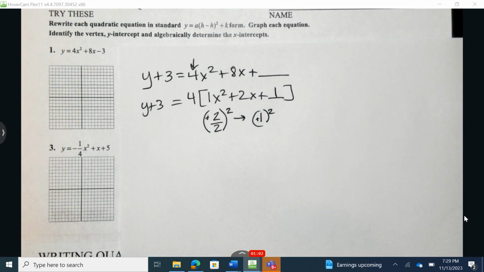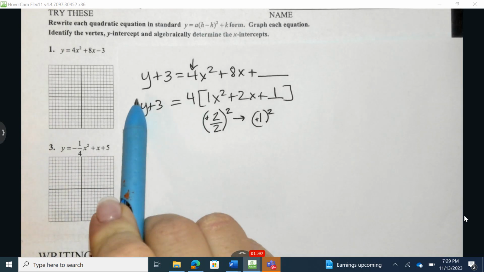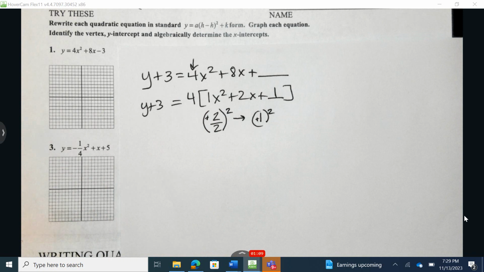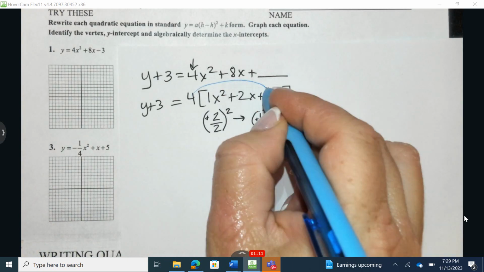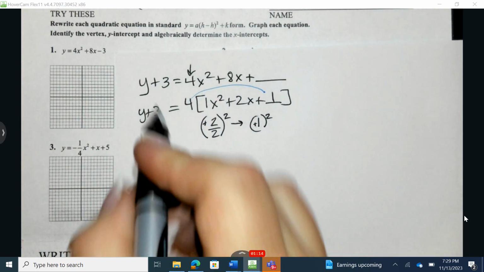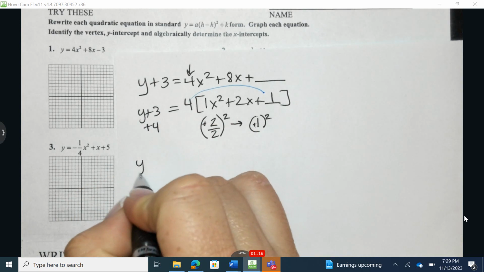But I didn't actually just add a value of 1 to the right-hand side, because I need to keep the equation balanced. The right and the left-hand side need to remain balanced. I actually added a value of 4. So on the left-hand side, I also need to add 4.